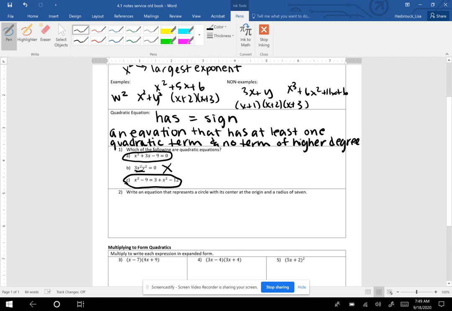It says, write an equation that represents a circle with its center at the origin and a radius of 7, for example 2. So if its center is at the origin, that is 0, 0, and it's telling us the radius is 7. Now, something you need to know in order to be able to do this problem is that the formula for a circle with a center at the origin is x squared plus y squared equals r squared. So as long as the center is at the origin, you can use this formula. So all we have to do is replace r with 7 to get an answer of x squared plus y squared equals 49.